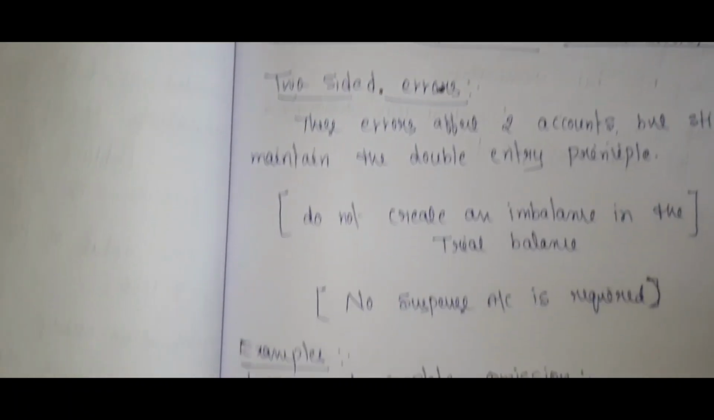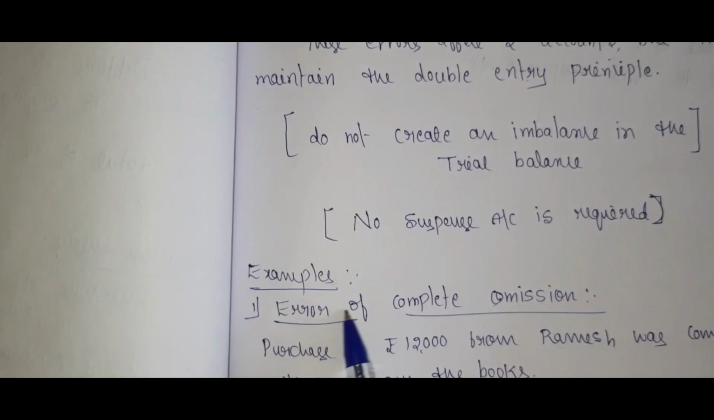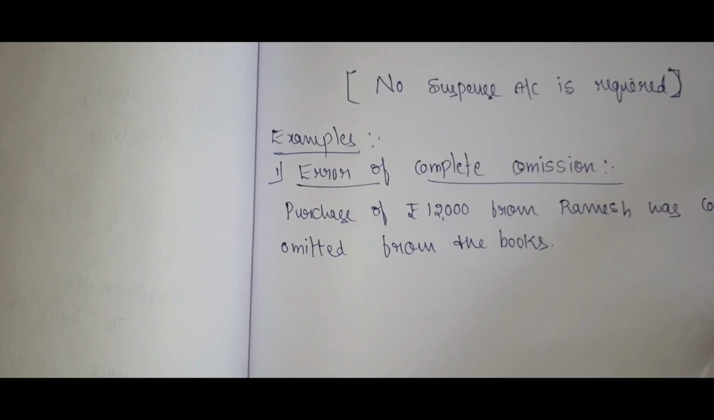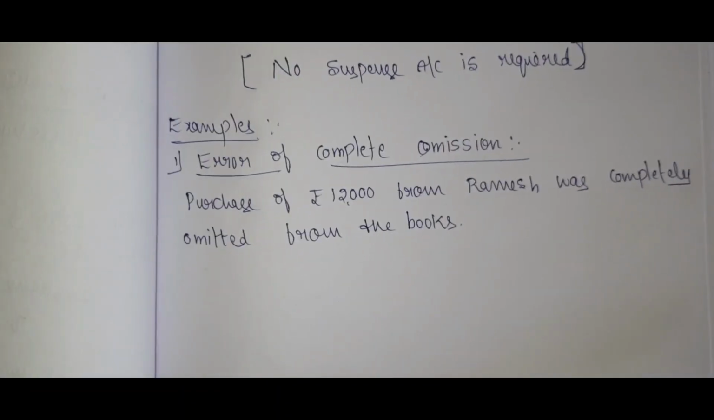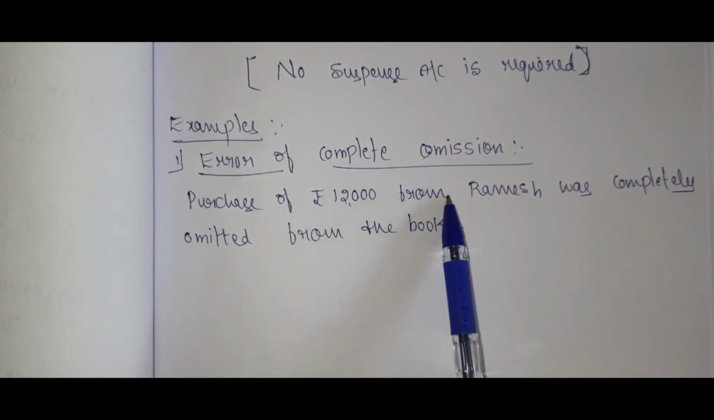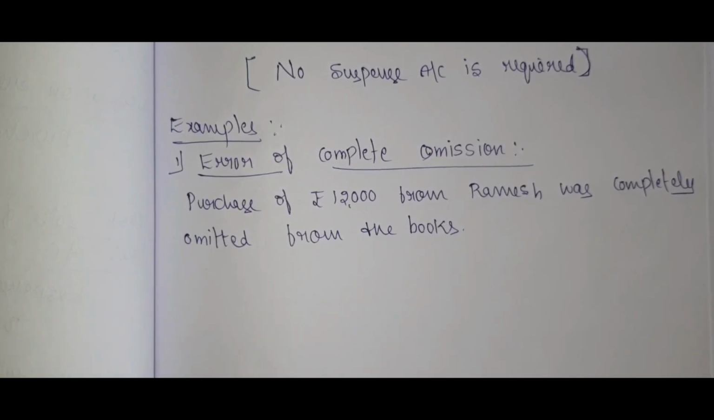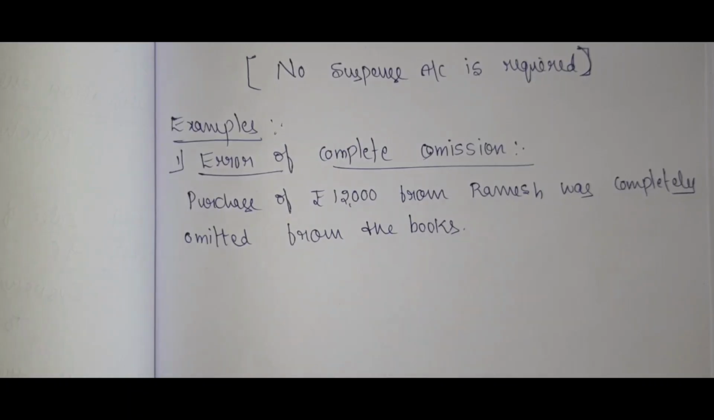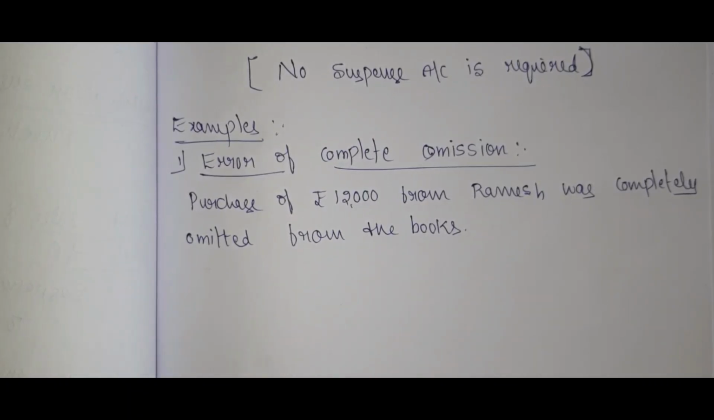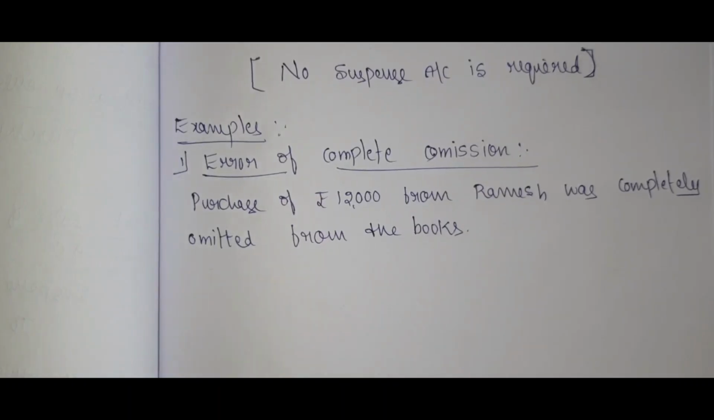Okay, see the examples here. First one, error of complete omission. Purchase of rupees 12,000 from Ramesh was completely omitted from the books. It means it is not recorded at all. It is a two-sided error. It does not create an imbalance in the trial balance because this transaction is not recorded at all.